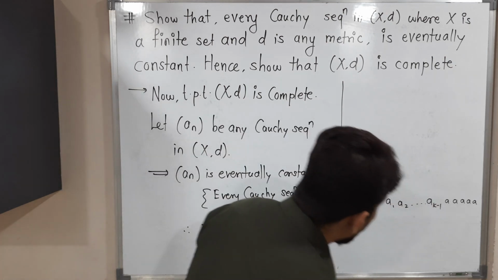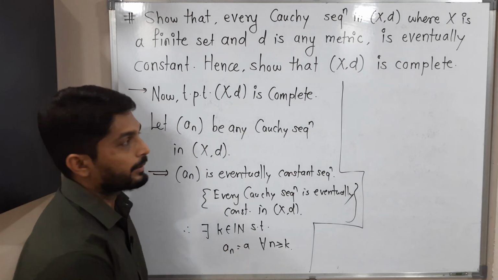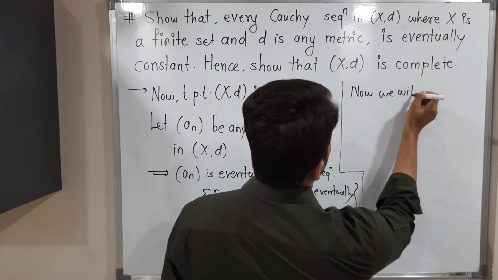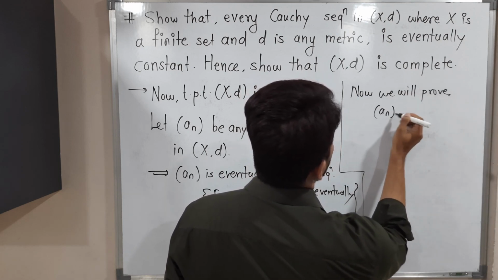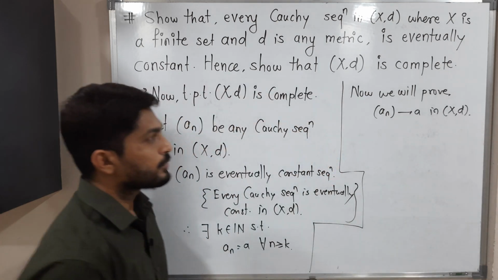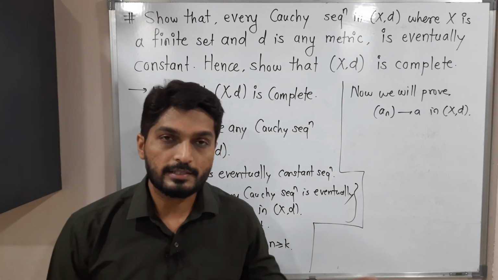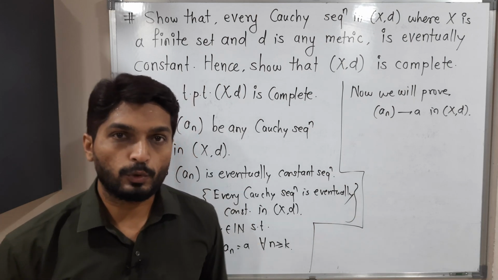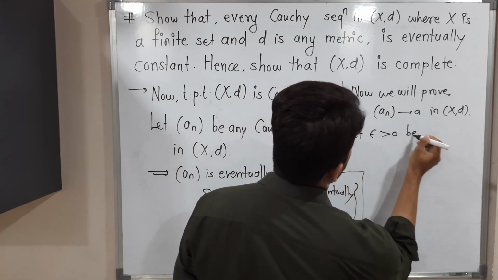Okay. So now what will I do? I will prove that sequence an converges to a in Xd. Okay. So, we are familiar with the definition of convergent sequence. For given epsilon greater than 0, there exists a fixed natural number, right? So, let us take one epsilon. Let epsilon greater than 0 be given.